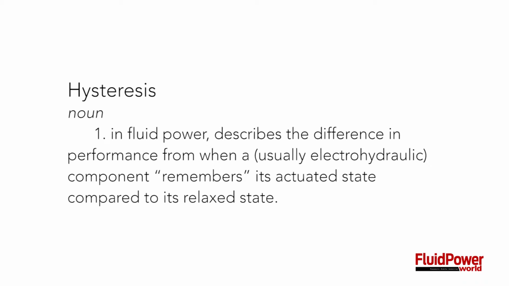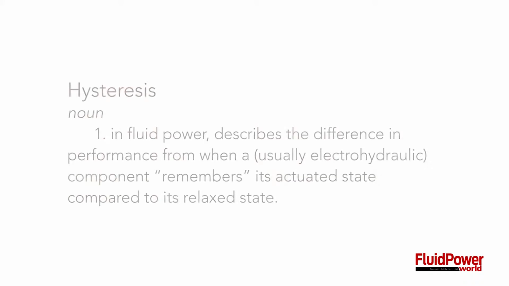Let's move on to hysteresis. Hysteresis in fluid power describes the difference in performance from when a usually electrohydraulic component remembers its actuated state compared to its relaxed state. So for example, when you fire a solenoid valve's coils and then remove current to that coil, the magnetic field still exists and tries to keep the valve slightly shifted. The difference between where the valve stays shifted and its intended position is its hysteresis.